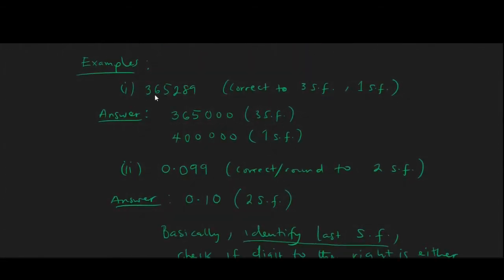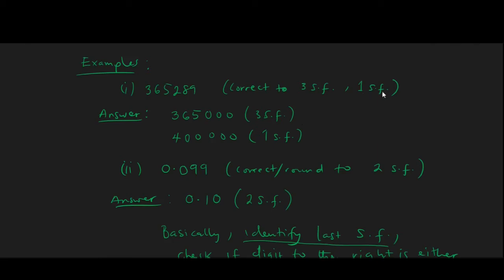We have 3, 6, 5, 2, 8, 9, and we are to correct to 3 significant figures and 1 significant figure. The first significant figure is the first non-zero number, that is 3. So we start counting from there, 1, 2, 3. So we stop there. Now, everything to the right will be insignificant, so we have to reduce all of them to 0. And especially, to the right of the last significant figure, the value is less than 5, so we'll just reduce everything else to 0. So this is what we write as the answer.